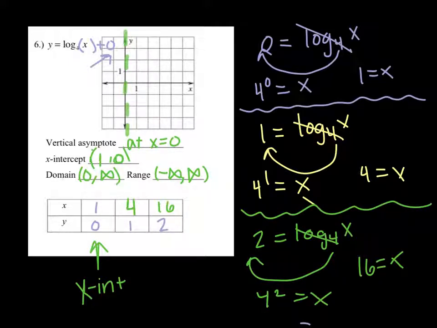And then I'll just plot my points. So 1, 0. And then 4, 1. So 1, 2, 3, 4, 1. And we won't worry about graphing 16, 2 because that's going to be off our graph. So we just draw our function in there.